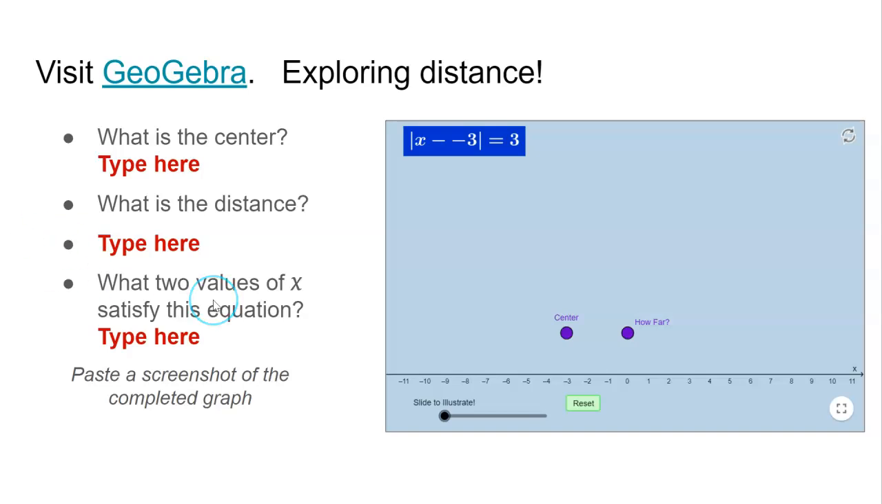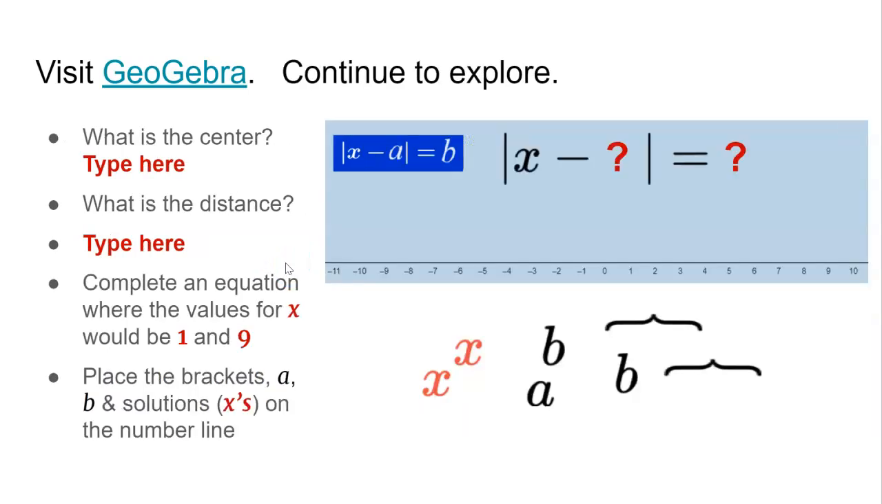But what would be the center this time? And you can actually see it. And what would be the distance? And you can see that as well. That's the distance between the 2 numbers. And then what 2 values of x will satisfy the equation. Hopefully, you might even have them guess before they go, and then use the tool to answer the question.